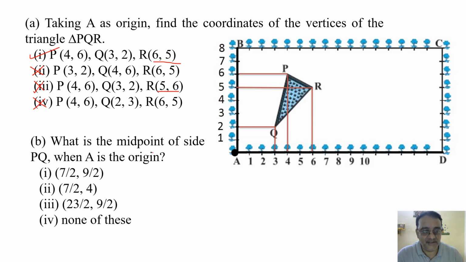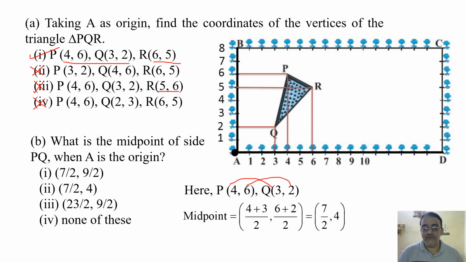First one, right. Next one, what is the midpoint of side PQ when A is the origin? PQ. So P and Q, देखो 4, 6 or 3, 2. This is the coordinate of P. So 4 plus 3 by 2 and 6 plus 2 by 2.